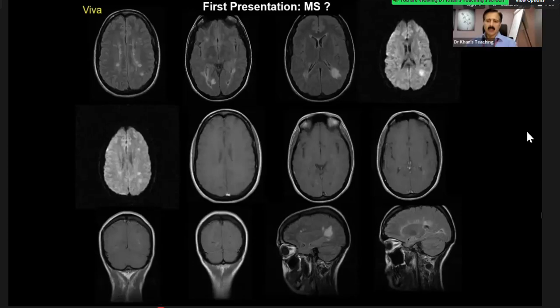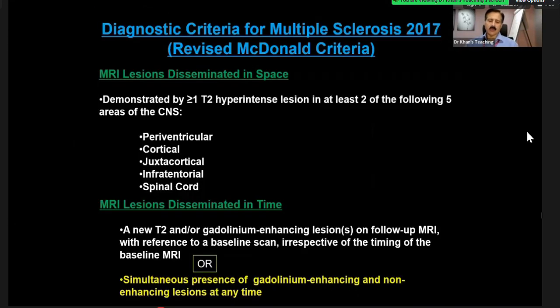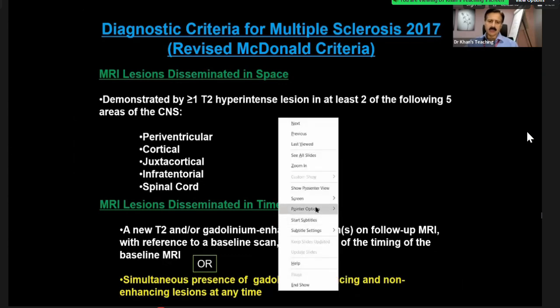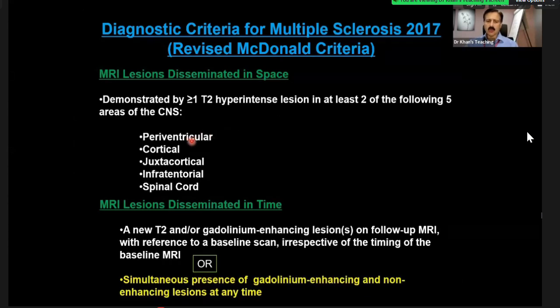Okay. We can diagnose this as MS. Let me repeat what I've told you. The point is, what is the definition? At least 2 of the following 5. You don't have to have lesions in all of them. At least 2 and the criteria is met. Periventricular is one criterion, juxtacortical is one criterion. And how many lesions? At least one or more than one.